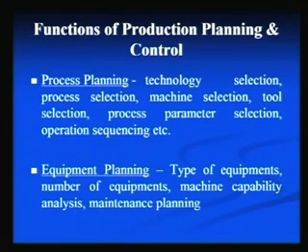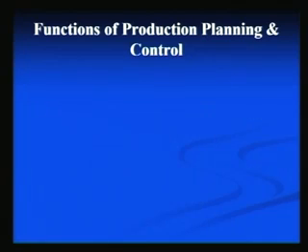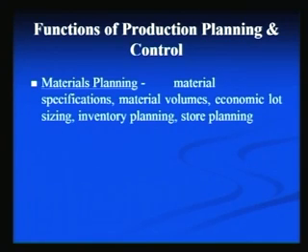Another important function in production planning and control is materials planning. In materials planning, there are several issues which we have to cover. First is selection of material and their specifications. While determining the specifications of the material, we have to take into account the technological requirements of the product. For example, if we need a very high strength product, then the specifications should also be high. If we need good surface finish on the product, then the material which we select should be able to give us that surface finish. If we need a sort of texture on the product, then the material which we select should be able to give us that texture.